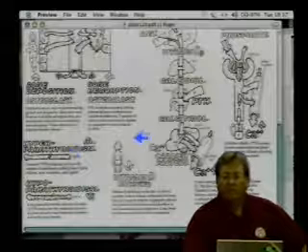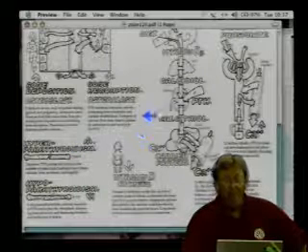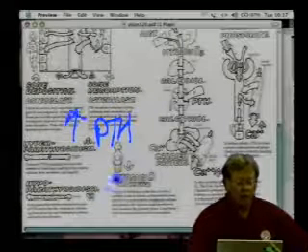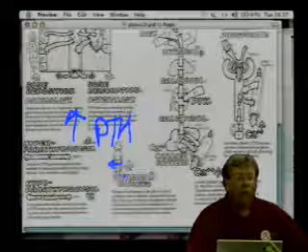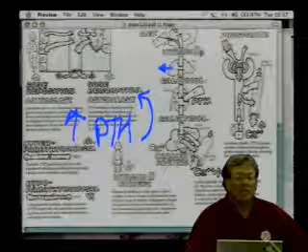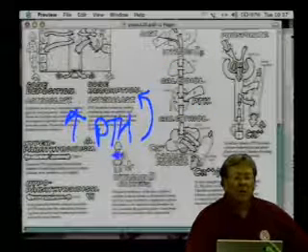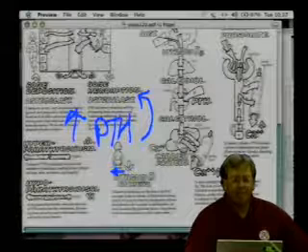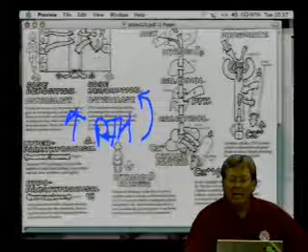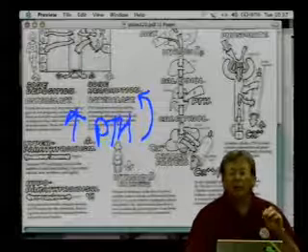Hyperparathyroidism. Like hyperthyroid, it means elevations in the hormone concentration, so elevations in parathyroid hormone. It's going to favor osteoclastic activity, loss of bone density. Bones become weak and fragile.